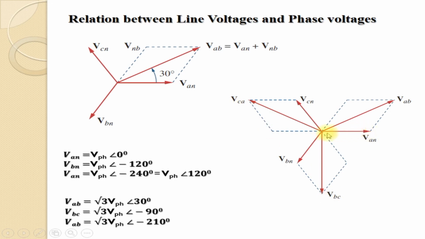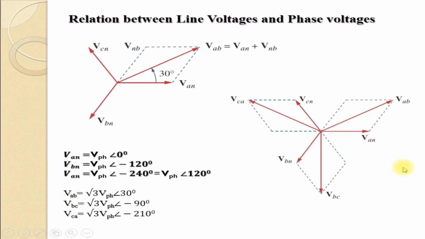Similarly, VCA is obtained by the vector sum of VCN and VAN reversed. That means this is VCN and VAN is reversed here. If you find the vector sum of these two vectors, or the phasor sum of these two phasors, you get the resultant as VCA. So, if you represent these phasor quantities in polar form, VAB is equal to root 3 VPH. That means the magnitude of this vector you can calculate from this parallelogram. It will be root 3 times the magnitude of this phasor.